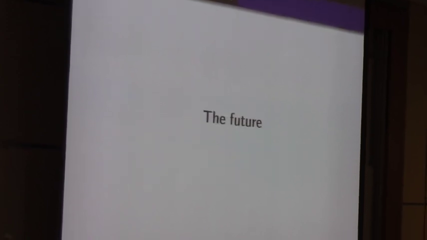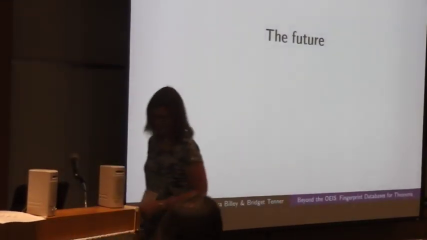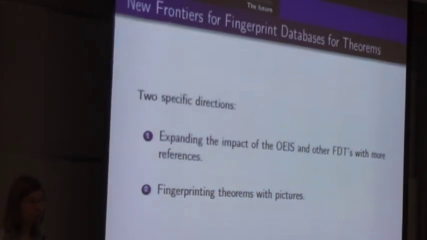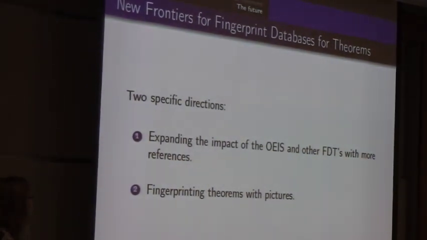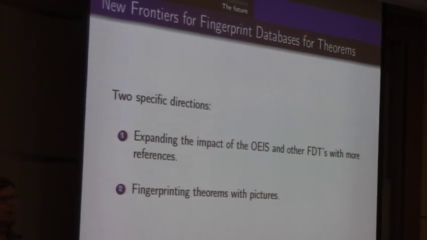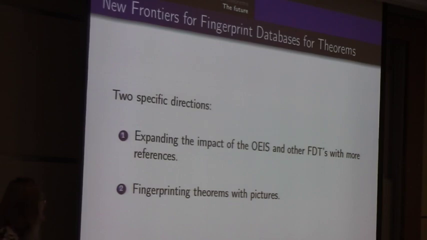And now let's get to the future, which is Sara. So I like Bridget's introduction a lot. I'm getting a little warmed up for what we can do next. So I wanted to talk about two very concrete things that we can do to generalize and expand on the OEIS. So you're exactly the right audience for this. The first one is, how can we make the impact of the OEIS and all the other fingerprint databases for theorems more relevant on a day-to-day basis? And the other one I want to talk about is what I see as a new frontier in terms of fingerprinting, and that's how to use pictures for labeling theorems.